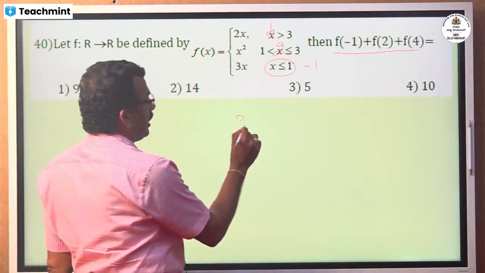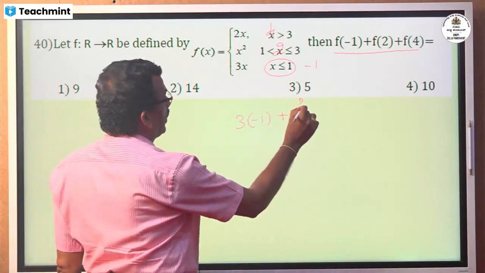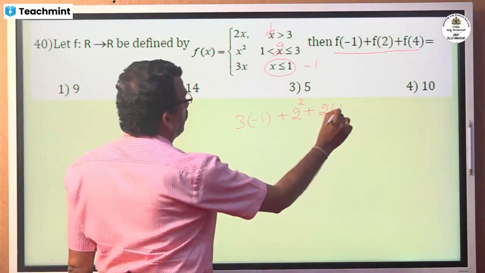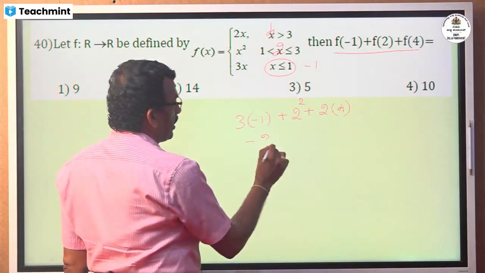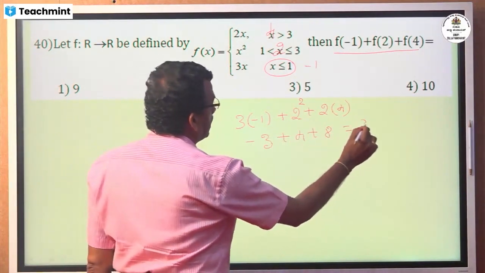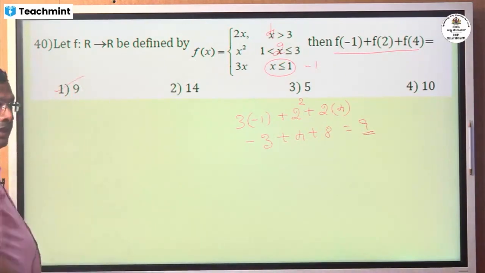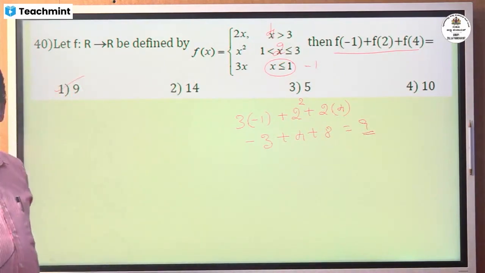Then it is 3 into -1 plus 2 square plus 2 into 4. 3 into -1 is -3, plus 4, plus 8, is equal to 9, which is your final solution. So your option is 9.